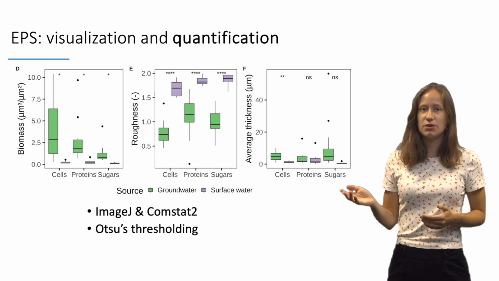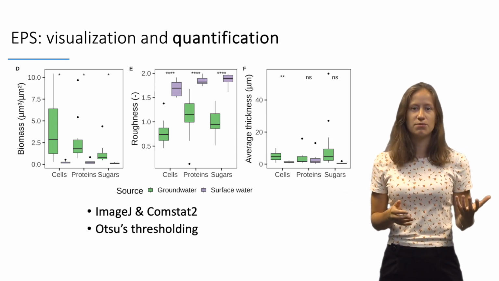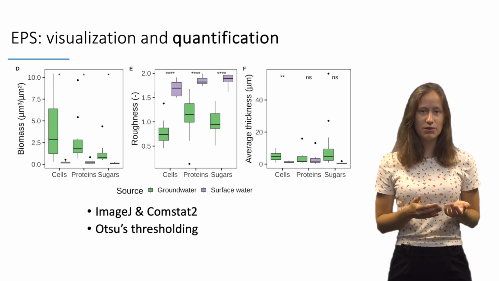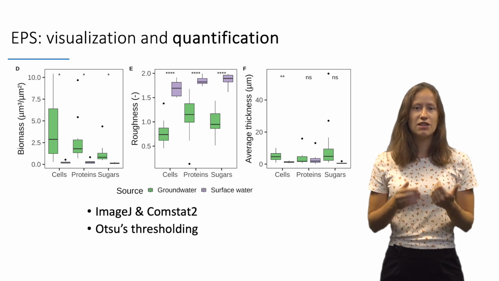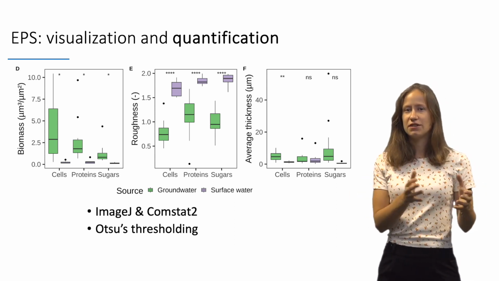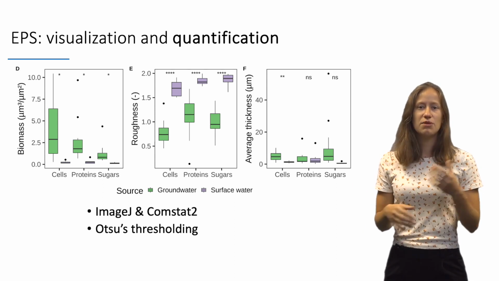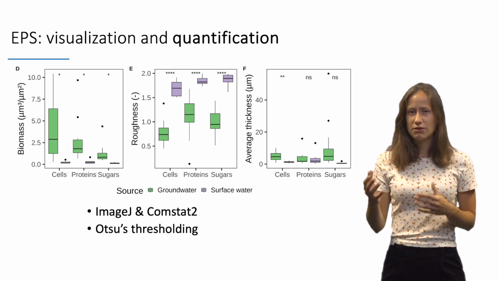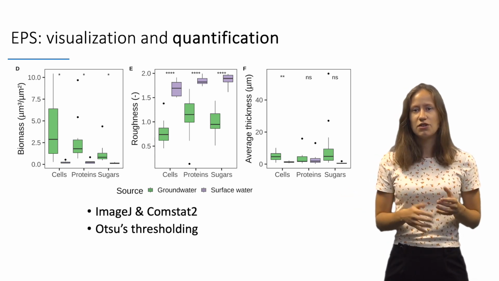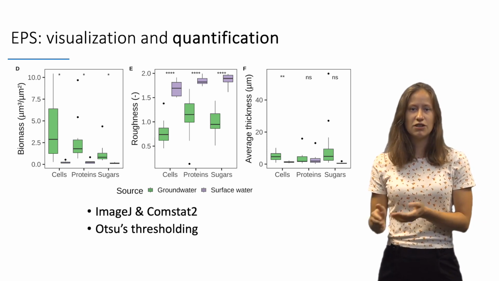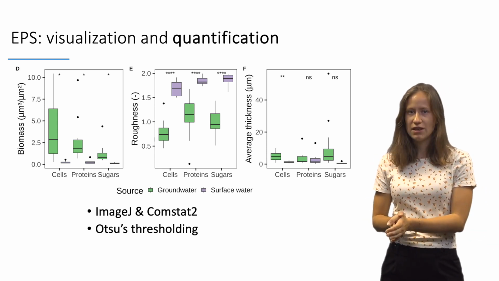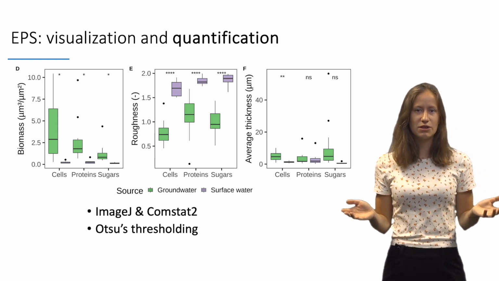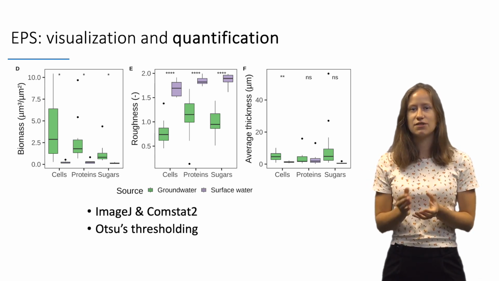Next to visualization, we also wanted to learn actually from the scans, and using ImageJ and COMSTAT2, we were able to quantify different biofilm parameters, for example, biomass, roughness, and average thickness. And zooming in on, for example, the biomass content, we could see that the biomass for biofilms resulting from groundwater was higher. However, to perform the analysis with COMSTAT2, you always need a kind of thresholding step to distinguish between signal and background. Here we use an automated threshold, the Otsu threshold, but there are a lot of other thresholding methods available, each giving slightly different results.